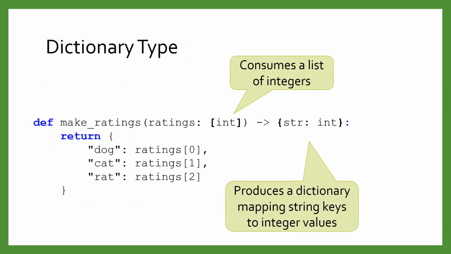When you define a function that consumes or produces a dictionary, we need to specify the type. If we don't know anything specific about the dictionary's keys and values, we can use the dict type. However, if we know that the dictionary maps, say, strings to integers, then we can use a dictionary as the type. The function shown here uses a list of integers to produce a dictionary that maps string keys to integer values.